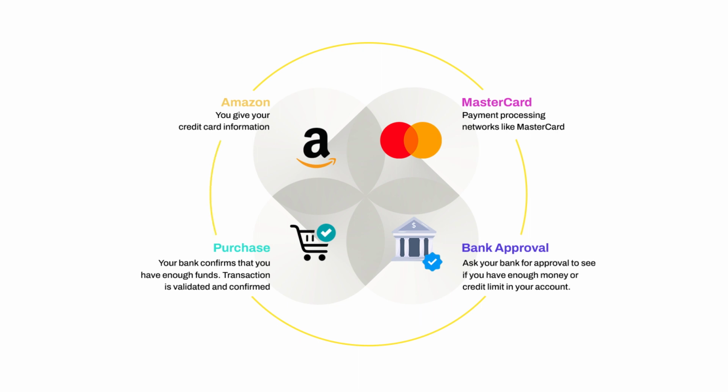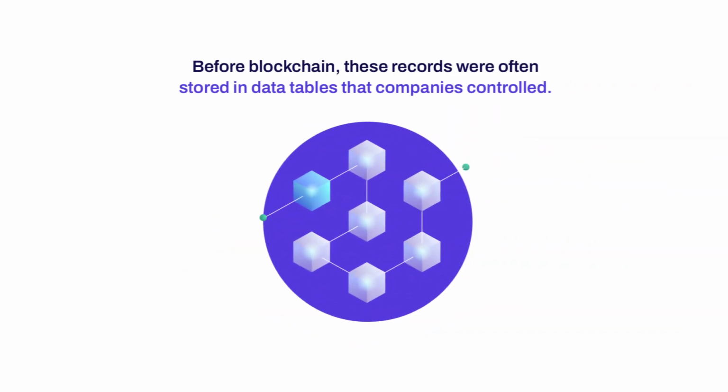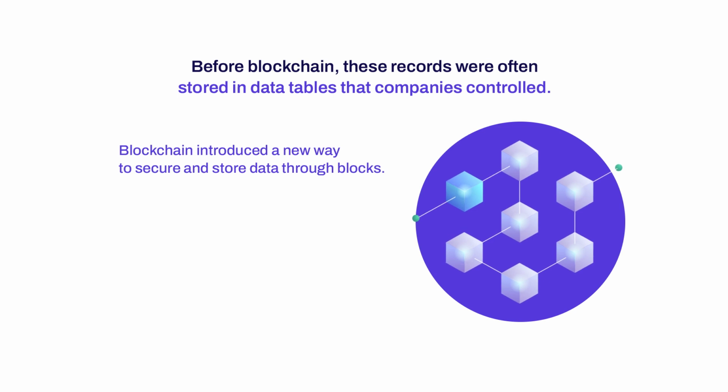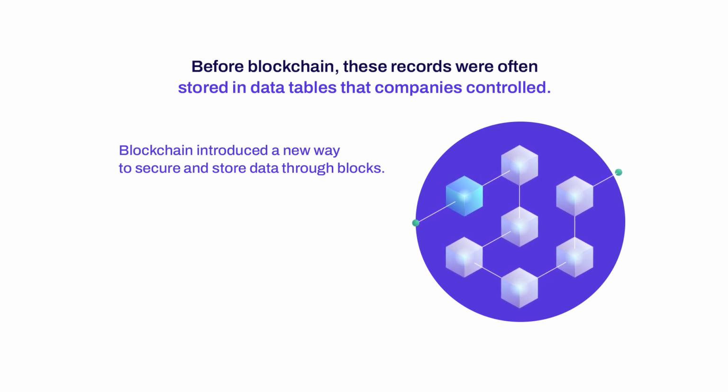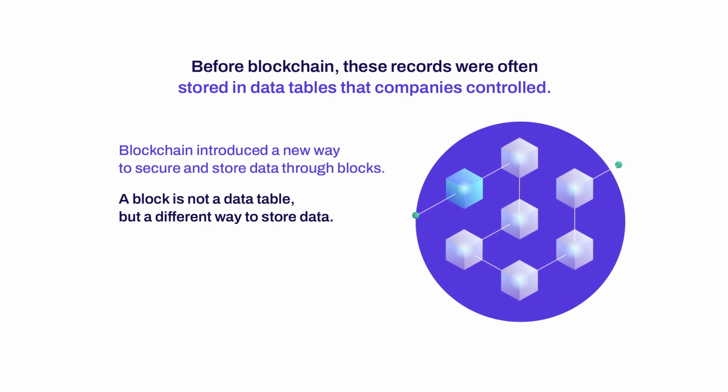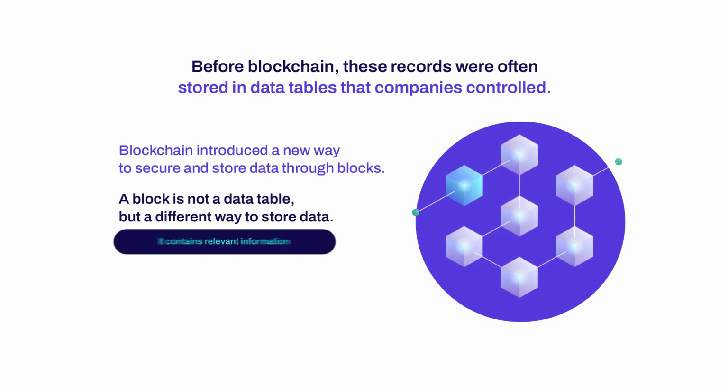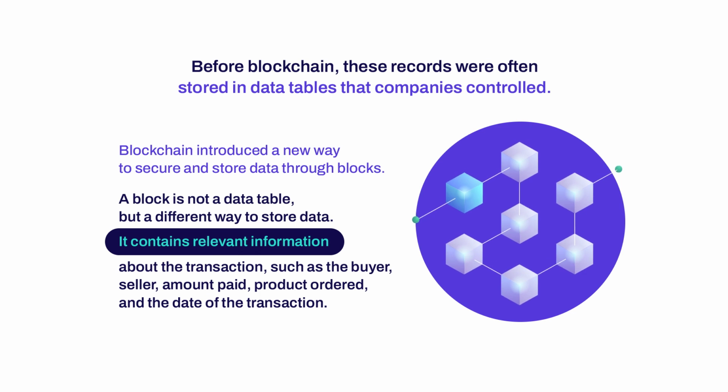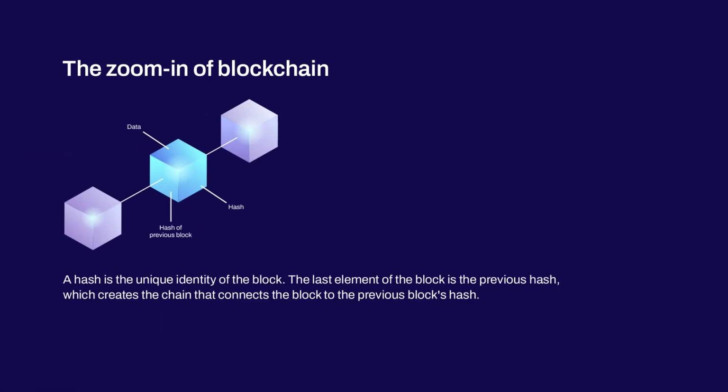All parties involved in this transaction have their own version of the transaction record, which is stored in data tables, centralized ledgers. Before blockchain, these records were often stored in data tables that companies controlled. Blockchain introduced a new way to secure and store data through blocks. A block is not a data table, but a different way to store data. It contains relevant information about the transaction, such as the buyer, seller, amounts paid, product ordered, and the date of the transaction. A hash is the unique identity of the block, which is almost impossible to fake.